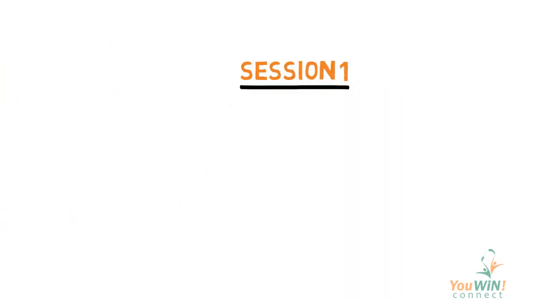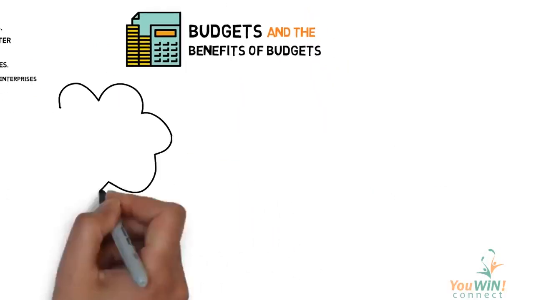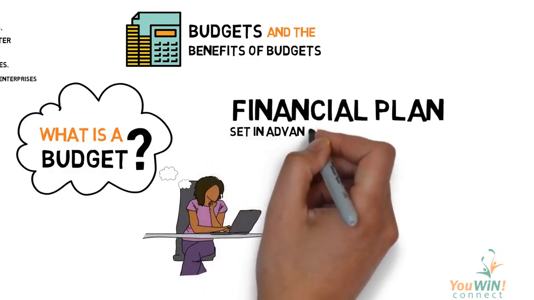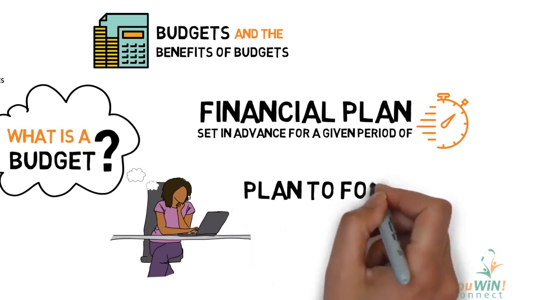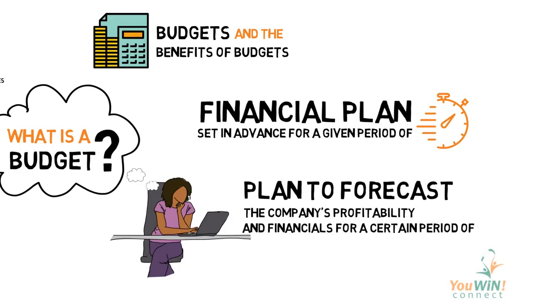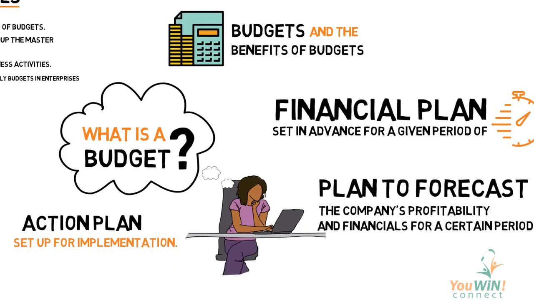We move to session 1, budgets and the benefits of budgets. What is a budget? A budget is a financial plan set in advance for a period of time in the future. We can also define a budget as a plan to forecast the company's profitability and financials for a certain period of time in the future, like a month, a quarter, a year. It is an action plan for implementation illustrated in numbers.